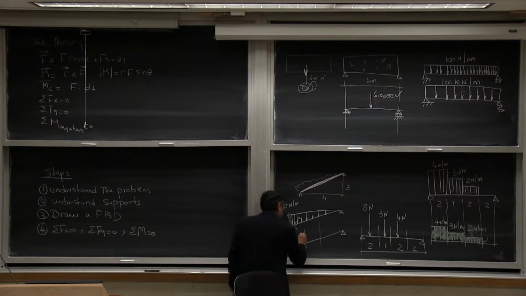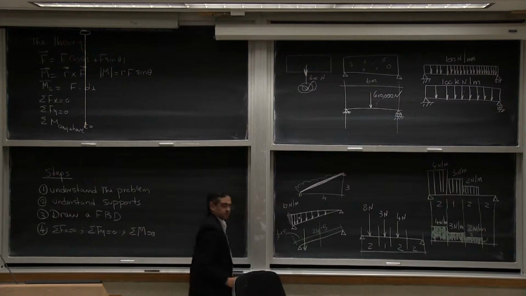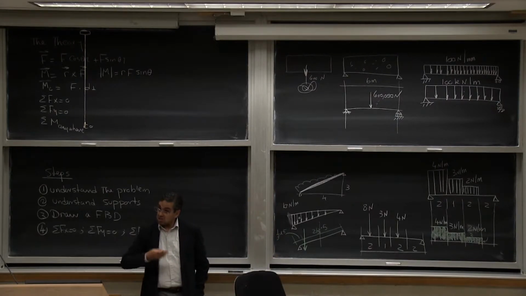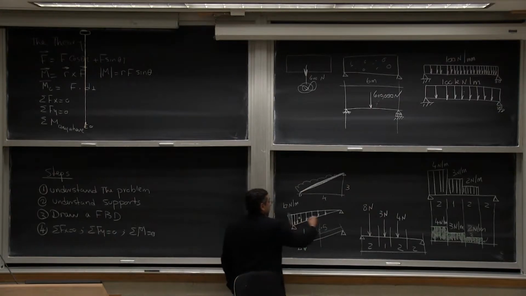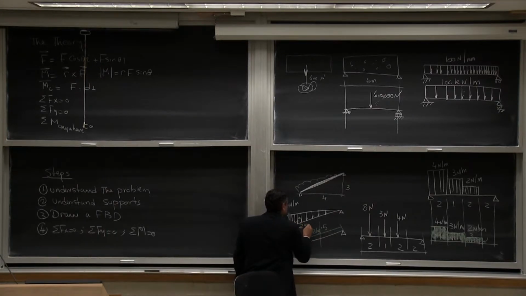And so this distance here is 2/3 of a 5. And this is 1/3 of a 5. How much is it? It's the area under the curve, which is 10 by 5 over 2. It's 25 newtons.